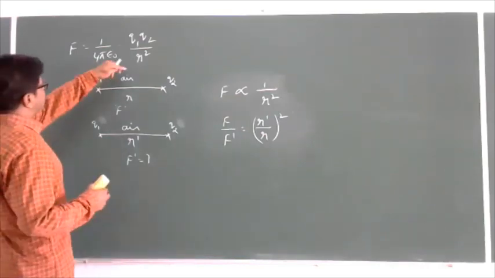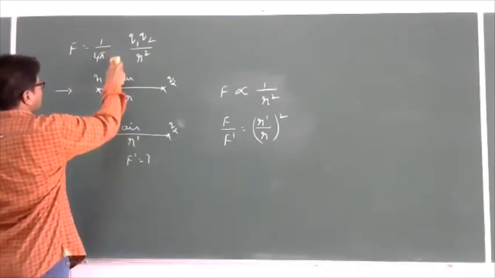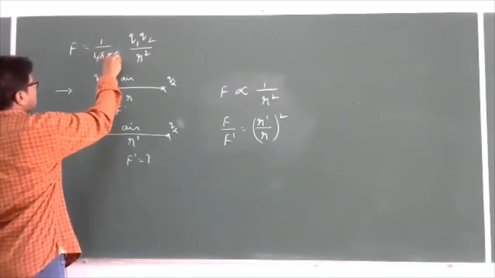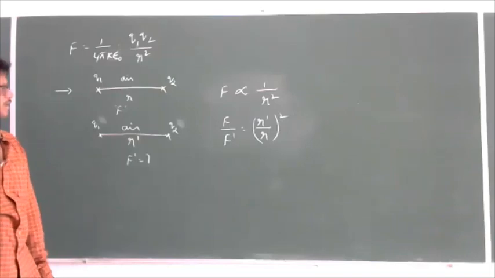Instead of air, if I take another medium, this formula will now become 4 pi K epsilon naught, where K is called the dielectric constant.